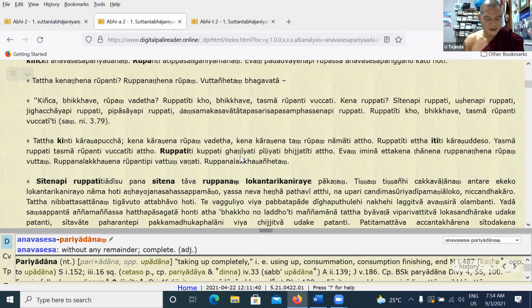Next time we are going to classify the different kinds of rupa, the different portions of rupa, or the classification of rupa. Now we have learned only the five aggregates. Now we are clear about the five aggregates. Next time we are going to study how the matter aggregate or material aggregate is so called. That's all for today. Thanks for listening.